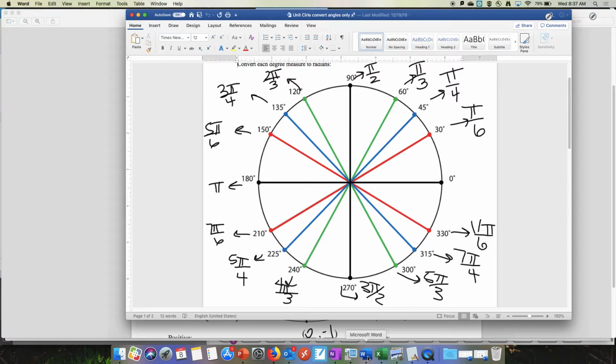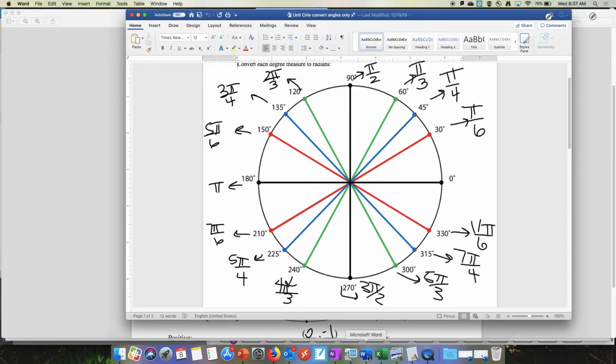In degrees, how far are those pink angles from the x-axis? They are all 30 degrees. 30, 150, 210, and 330. Those are all 30 degrees away from the x-axis. They are all pi over 6 radians away from the x-axis. Okay? Who needs more time to do their pink angles?